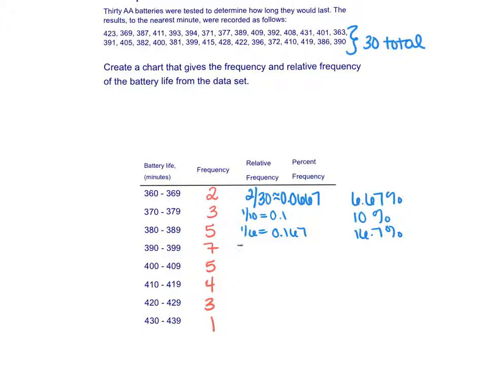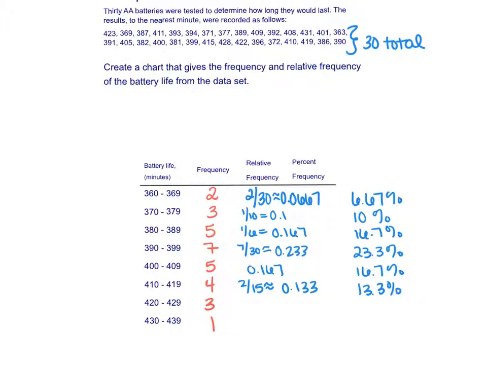The next one, I do 7 out of 30, and not 300. One too many zeros. And when I do that, I get about 0.233 or 23.3%. The next one is 5 out of 30, so again, I get 0.167, so 16.7%. The next one is 4 out of 30 or 2 out of 15, and there I get 0.133 or 13.3%. The next one, 3 out of 30 again, so 0.1, 10%.